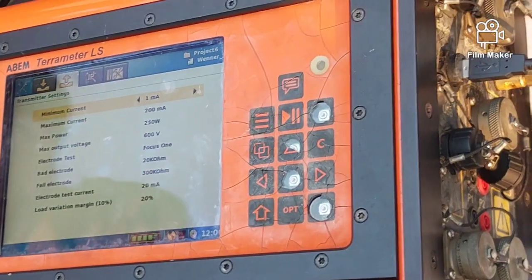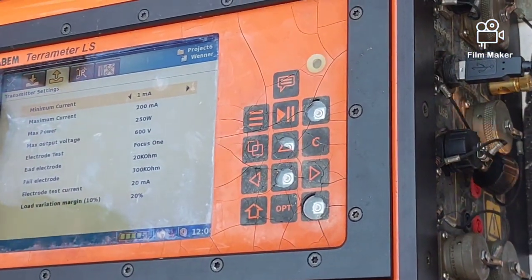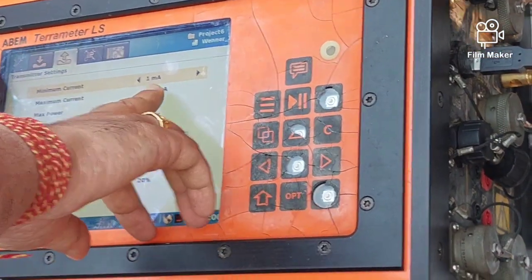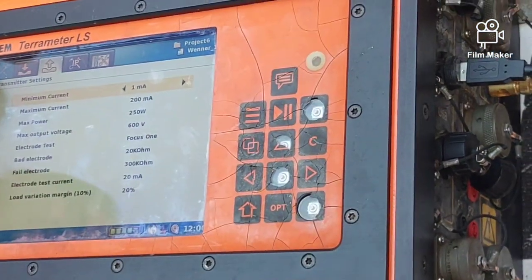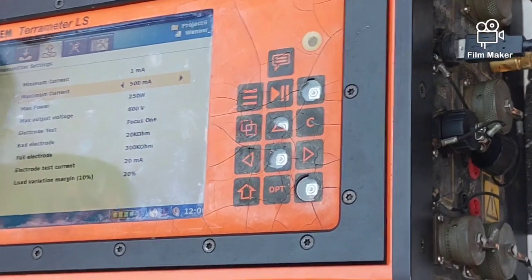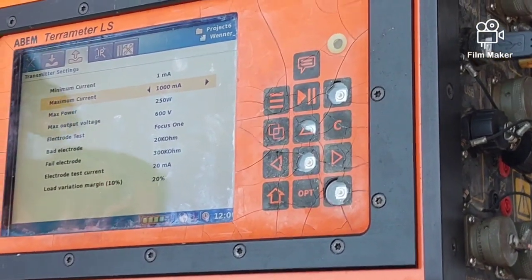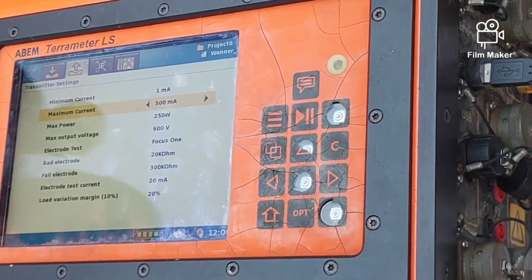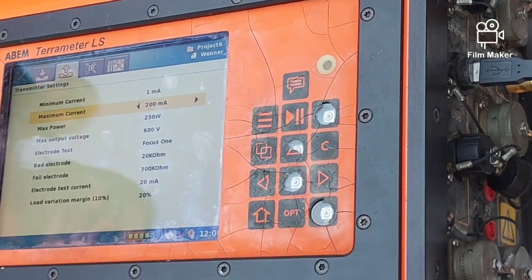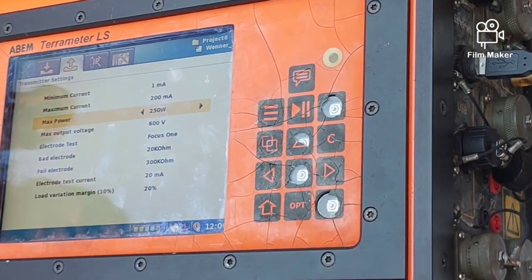Going to the next tab. Here is the minimum current. We are sending a minimum current of 1 milliampere and a maximum current of 200 milliampere. Okay. We are not going to change it. Here you can change it to 500 milliampere or 1000 milliampere, but for this study I am taking 200 milliampere. Okay. Maximum power, we are also not changing this one.